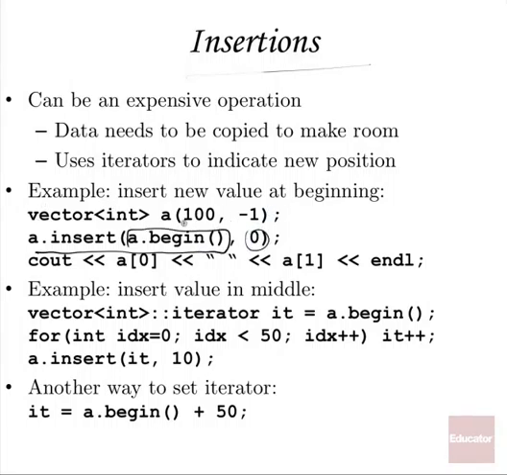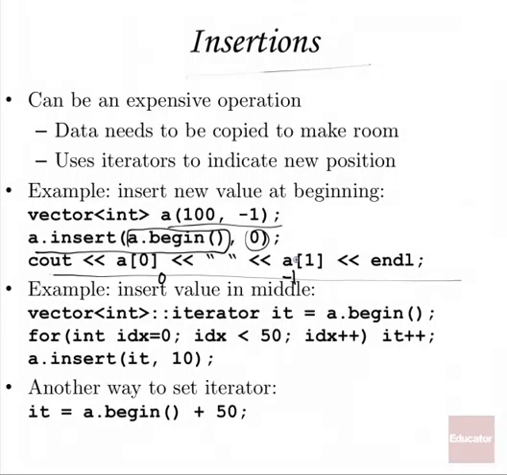So we have a vector of 100 integers, each initialized to -1. We're going to insert something at the beginning, a 0. So now when we print that out, it will say 0, and then it'll be -1. And the size will now be 101. And the capacity will be, well, whatever, it'll be at least 101. It'll be 101 or greater to allow you to do another insert.